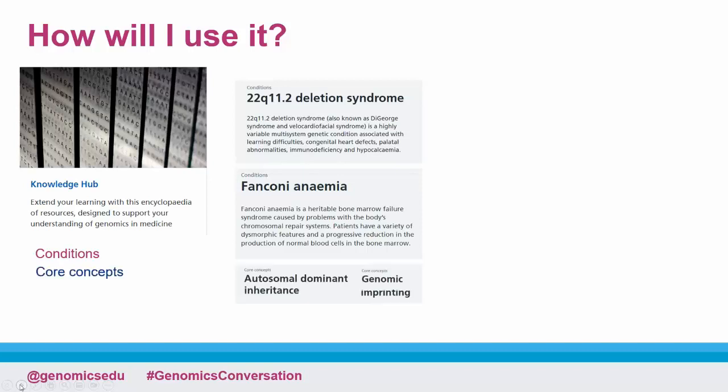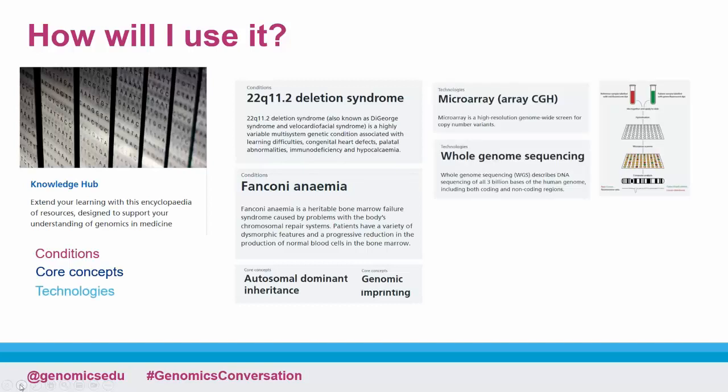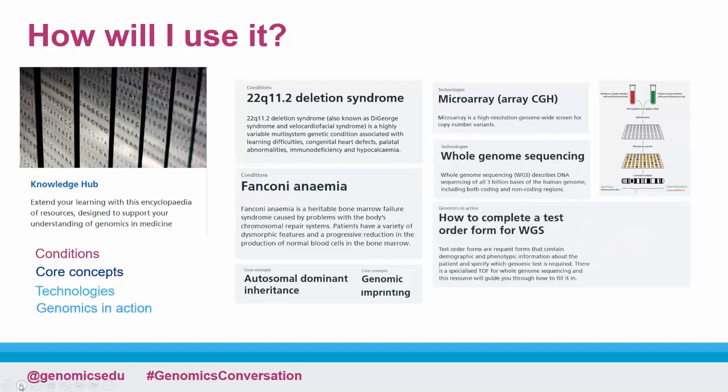But it's not just limited to conditions. So we have core concepts. Are you confident in explaining autosomal dominance or genomic imprinting, for example? The technology. Do you know what the difference between an array and sequencing is, and when you might utilize each one, and potentially what could be missed in those if you get a negative result back?